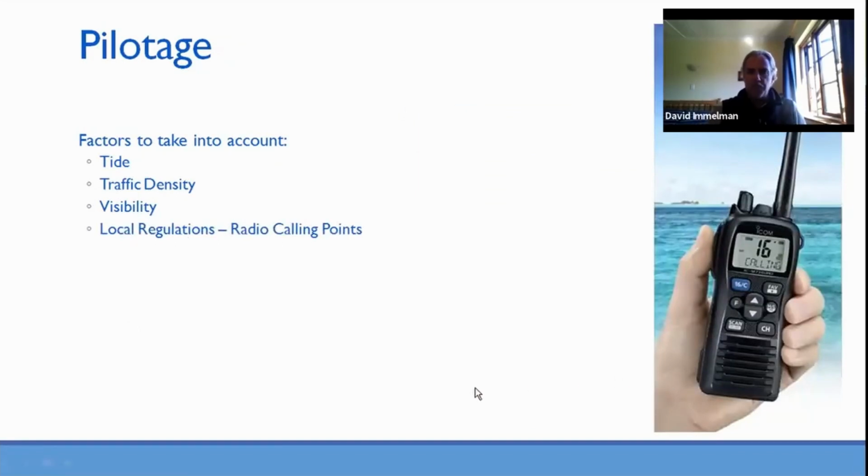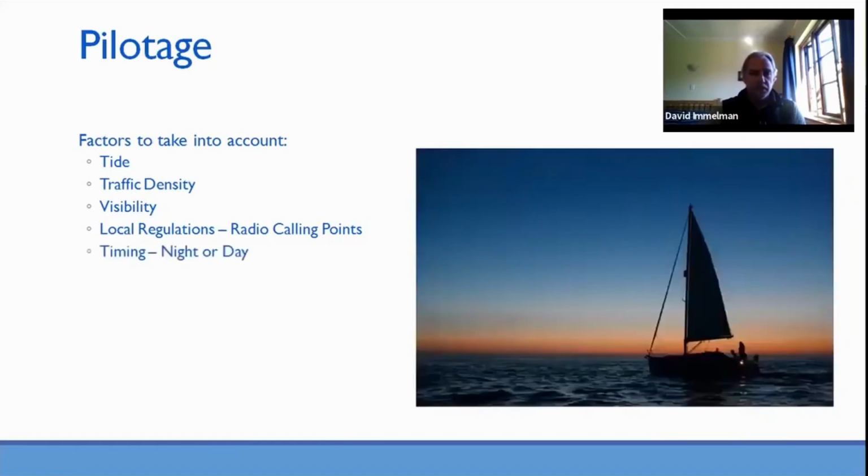You need to know the local regulations of where you're leaving. What is the harbor's call sign, and on what channel? And the same thing again for re-entering a harbor and any safe havens. There's nothing worse than a harbor master getting on the radio to you and saying, pull in, you're not obeying my rules, you're not allowed to leave because you haven't called them. And as I said, day or night.